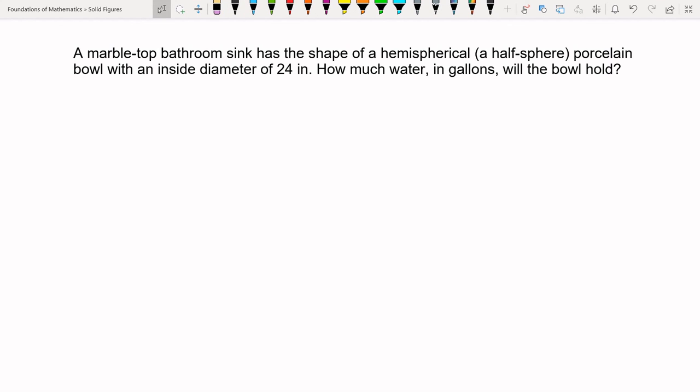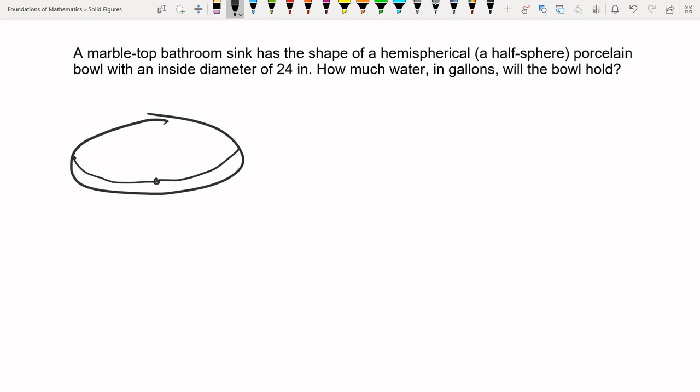Okay, we've got a bathroom sink here that is hemispherical, which they say is a half sphere, with an inside diameter of 24 inches. How much water can this bowl hold? If you think about it, we have like a bowl here, right? It kind of goes down to where the drain is, bottom of it. And it's saying that this distance here is 24 inches. Well, we don't need this distance, right? This is the diameter. What we need is the radius. So the radius is just going to equal half the diameter, which is 12 inches.